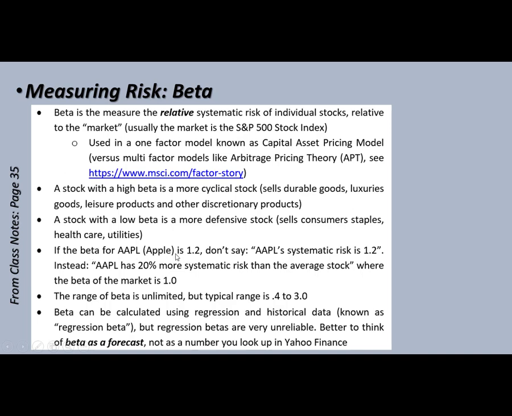So beta for Apple is 1.2. We don't say Apple's systematic risk is 1.2. We say Apple has 20% more systematic risk than the average stock. Beta is unlimited. It could be negative 5 million. It could be positive 5 million. But the typical range, and this is really important for your paper 3, the typical range is from 0.4, maybe for a grocery store, up to 3, maybe for a firm like Ford that's selling a discretionary product, a very expensive product, and the firm has a lot of debt. And we'll talk about debt here.